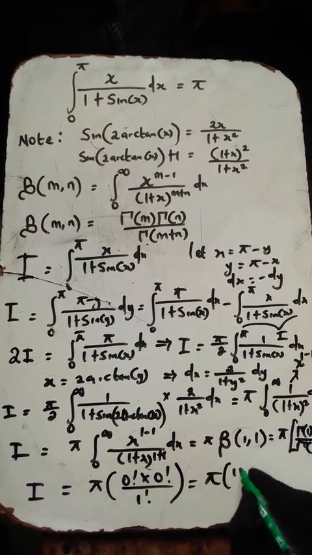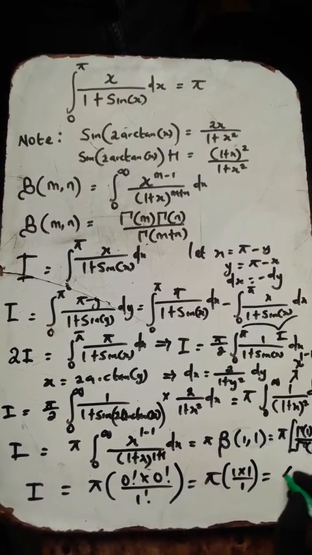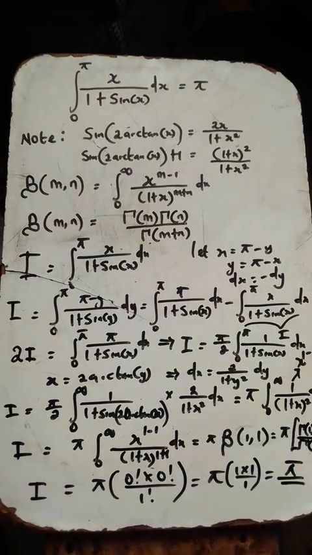Which is equal to pi times 0 factorial is 1 times 1 over 2 factorial, 1 factorial is what? 1. So this is equal to pi. And we have proved the question.